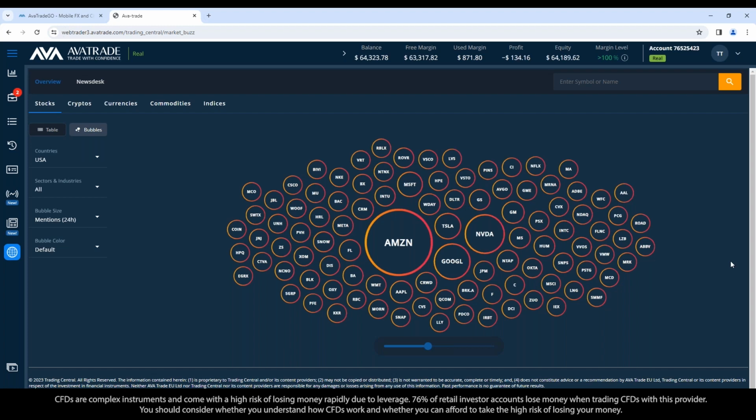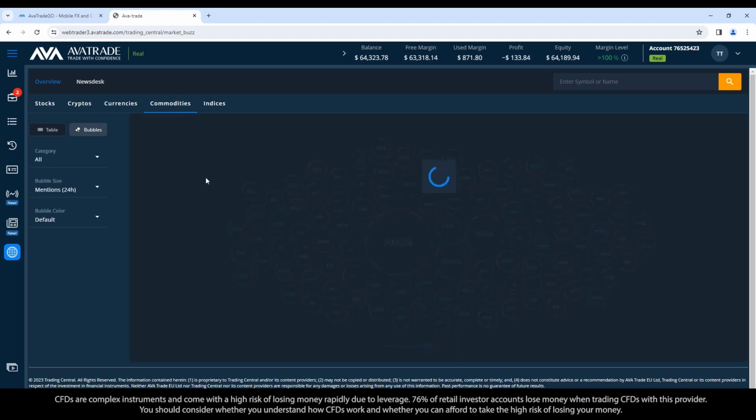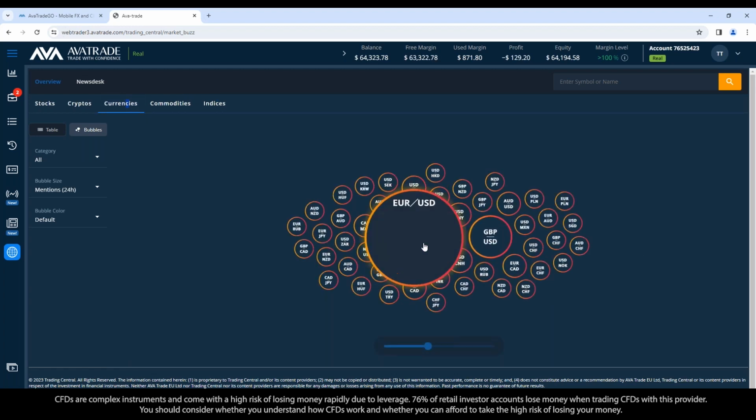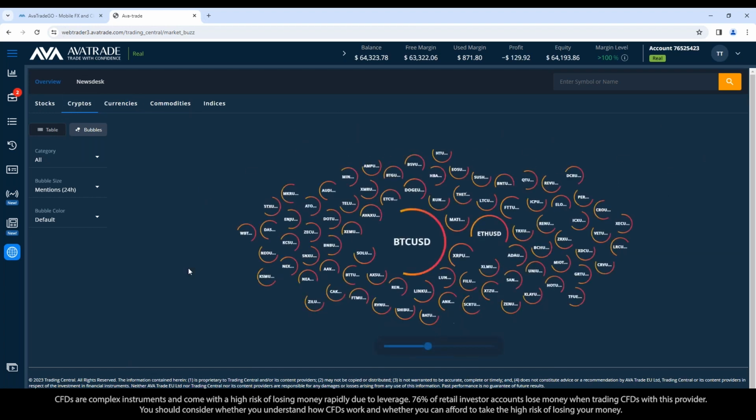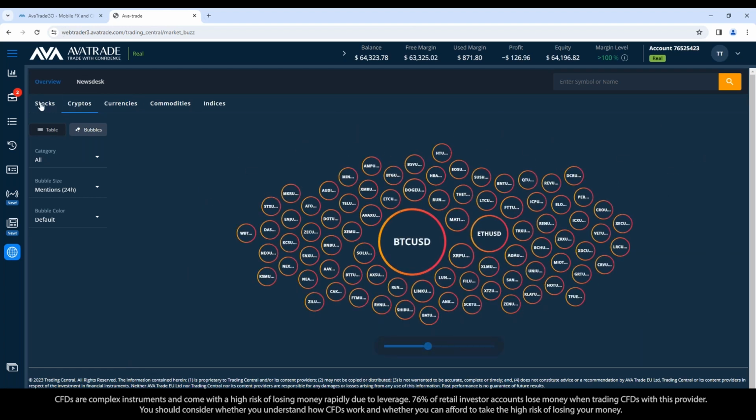All right, so we're looking here then at stocks. We also could look at other groups of instruments like commodities, indices, currencies, and it's showing the larger circles are the ones that are trending more. Okay, cryptocurrencies as well, if you're in a region that allows trading on cryptocurrencies.